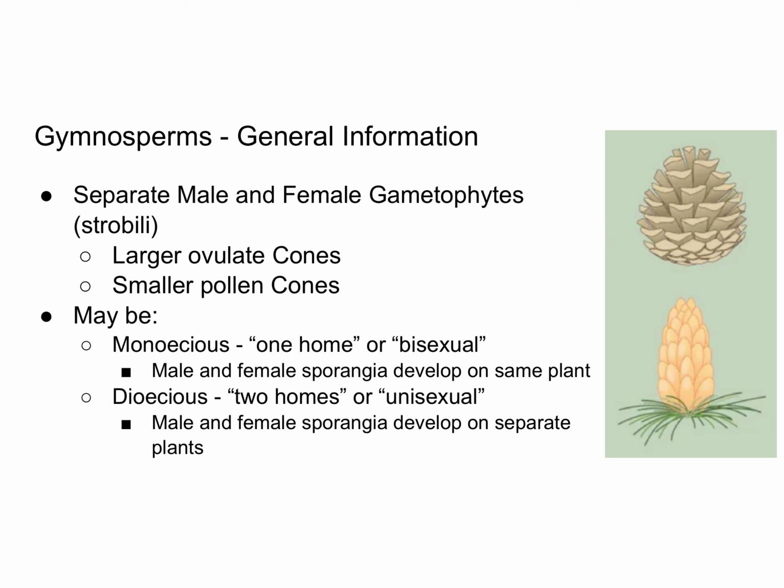On the previous slide, we introduced the concept of these strobili, or these cones. And these cones are the gametophyte generation of these plants. Now there are male and female cones. The female cones are larger and they're known as ovulate cones. And the male cones are smaller and they're known as pollen cones.